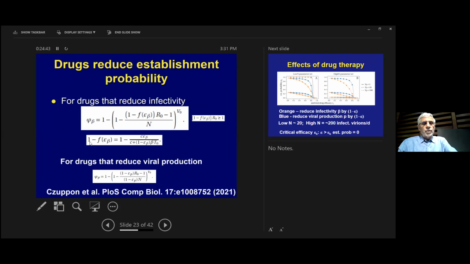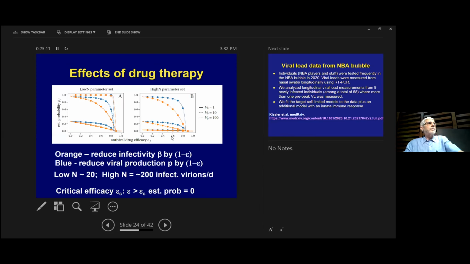Then you can do what I had spoken about earlier. You can take these parameters, beta for drugs that block infection, or p for drugs that block production, and multiply them by 1 minus epsilon in these functions. Because beta occurs both in the numerator and denominator, it's a little fancier, and you have to look at this function. But anyway, you get an analytic expression for the establishment probability in the presence of drugs of efficacy epsilon.